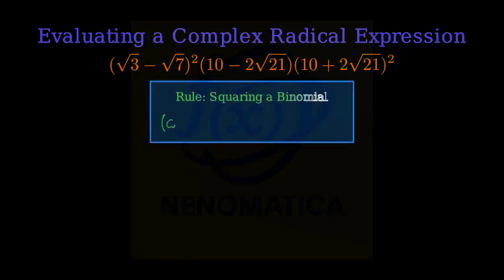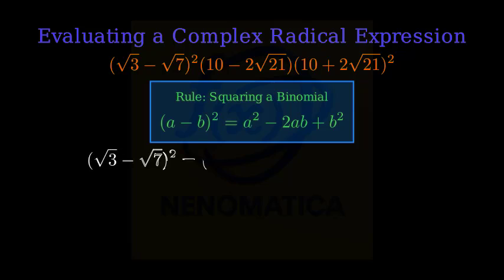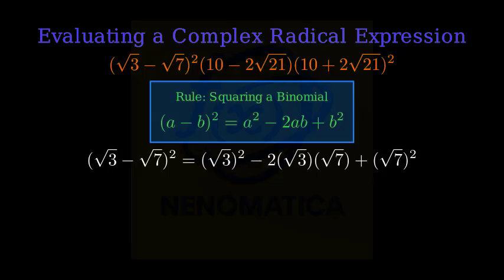Let's start by evaluating the first part of the expression, which is (square root of 3 minus square root of 7) squared. To square a binomial, we can use the formula (a minus b) squared equals a squared plus b squared minus 2 times a times b. Substituting our values, we get 3 minus 2 times square root of 3 times square root of 7 plus 7.